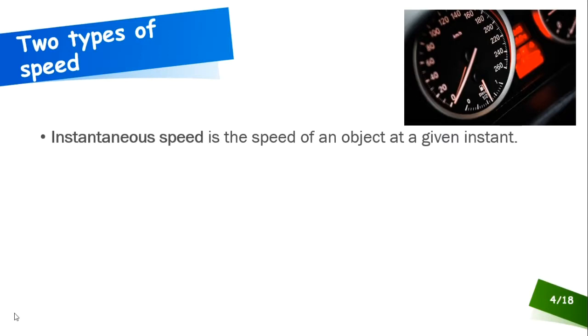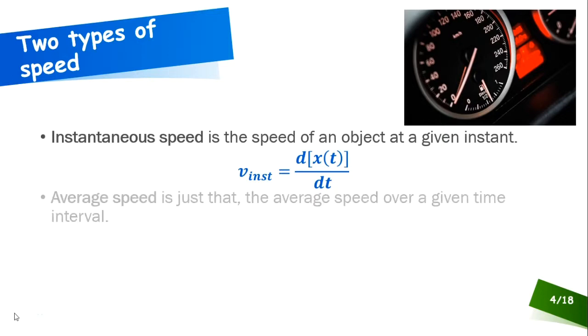There's two types of speed. The first is what we call instantaneous speed, and this is the speed of an object at a given instant. It's very difficult to calculate instantaneous speed without the use of calculus. And so the only representation I have for you is the calculus. And because that's beyond the stipulations of this course, you don't need to know the mathematical expression, but you do need to understand the concept. Instantaneous speed is the speed of an object at a given instant.